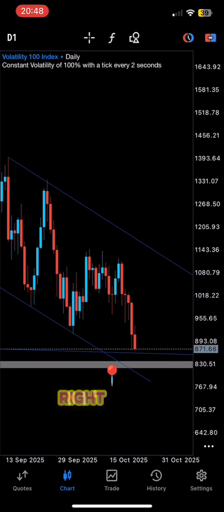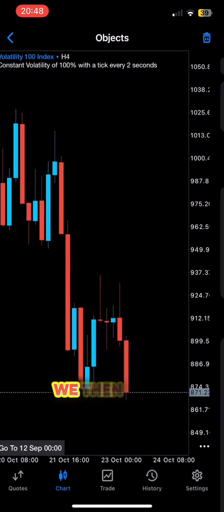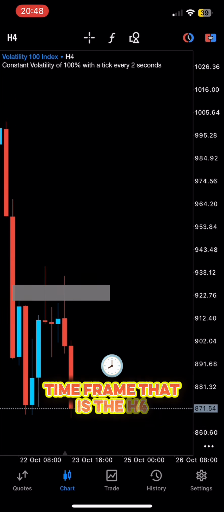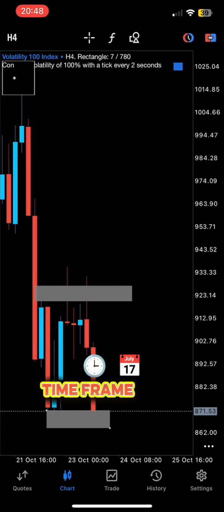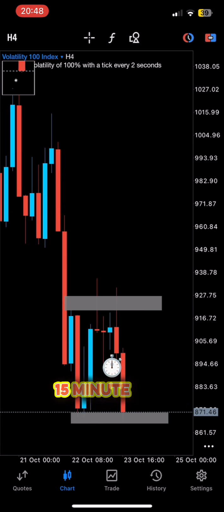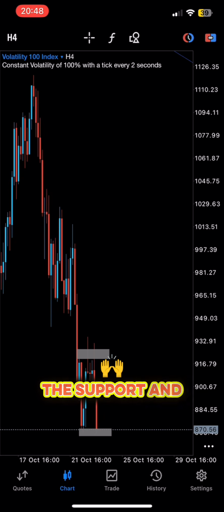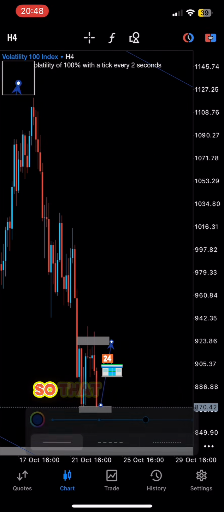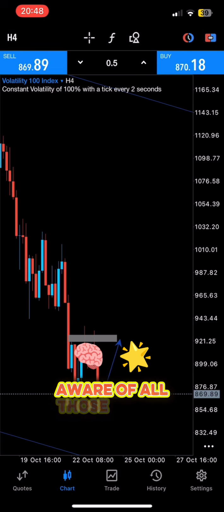So what we are going to do right here is, since we've already identified the channel that the market is following, we move to the lower time frame, that is the H4, using top-down analysis, whereby you go from the weekly time frame, daily time frame, all the way down to at least the 15-minute time frame. This allows you to see all the areas of confluence, the support and resistance, the areas of demand and supply that are important, so that whenever the market passes through any of those, you will be aware of all those points, right?